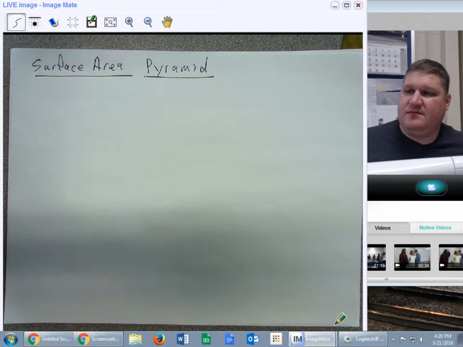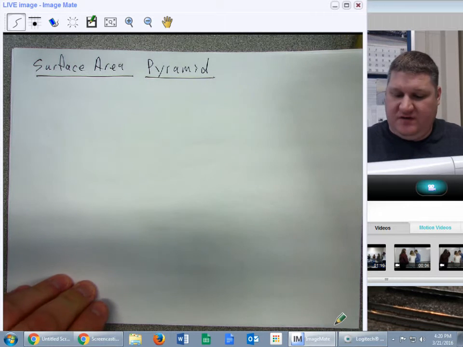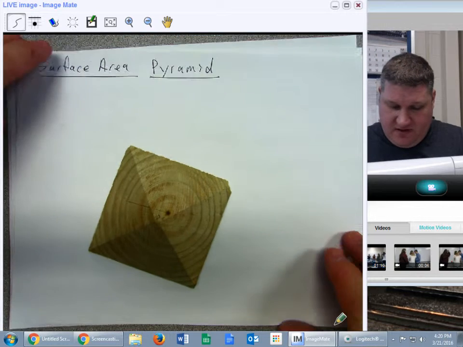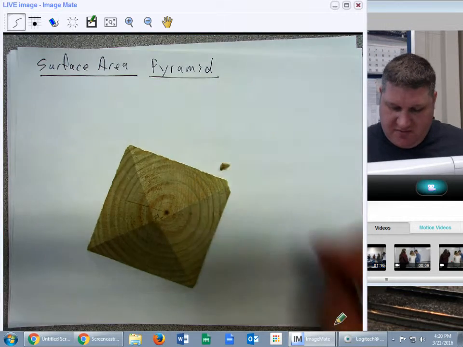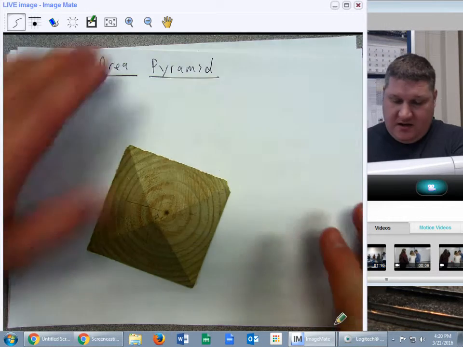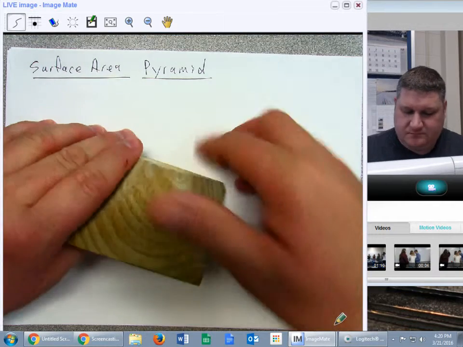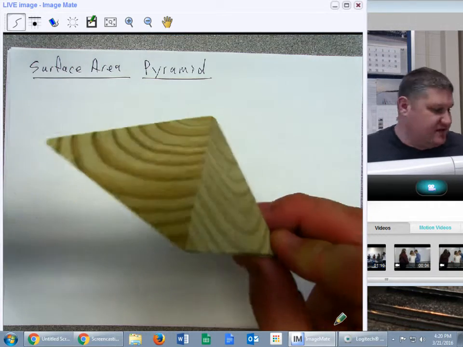Okay, ladies and gentlemen, let's take a look at surface area of a pyramid. Now, surface area of a pyramid, there we go. Uh-oh, I lost a chunk of pyramid. Oh well. Okay, so surface area of a pyramid. In this case, we have something that looks like this.